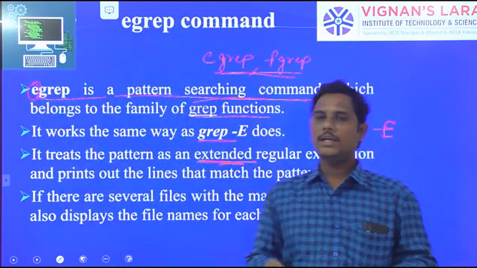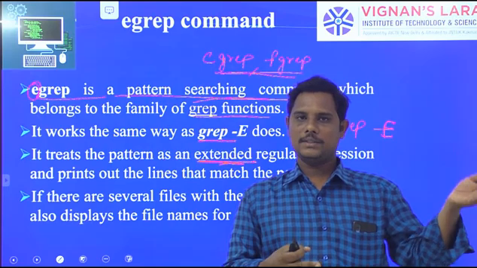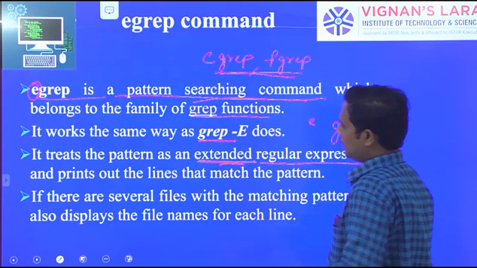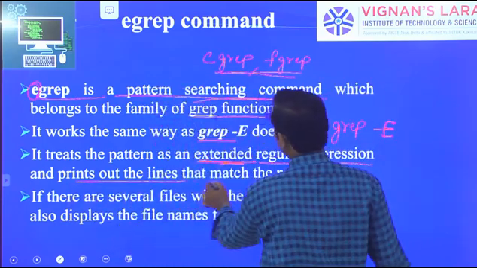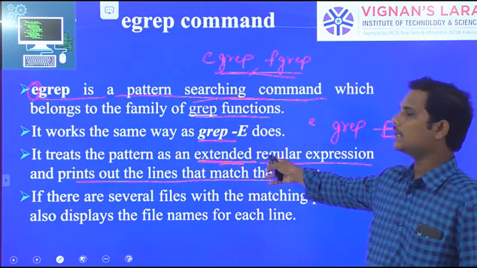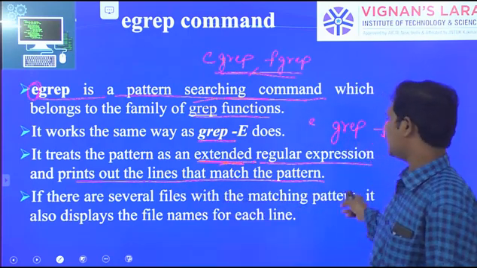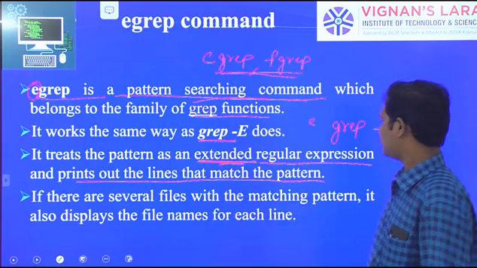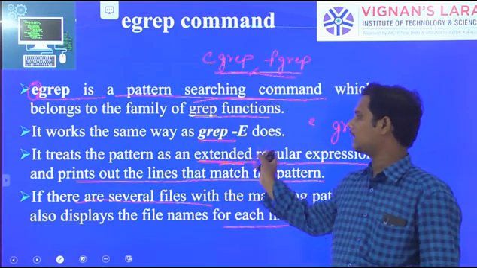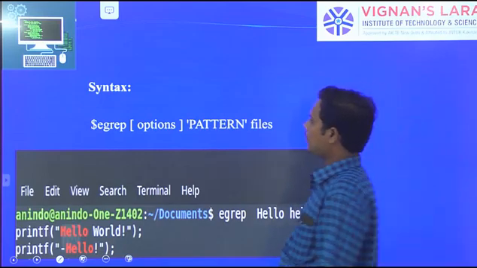So already we are using regular expressions for pattern searching. Some other regular expressions are there, and for those extended grep is used. It prints out the lines that match the pattern. If there are several files which match the pattern, it also displays the file names for each line. Several matched patterns are also displayed using extended grep. You can see that example. This is the syntax we will follow, egrep.